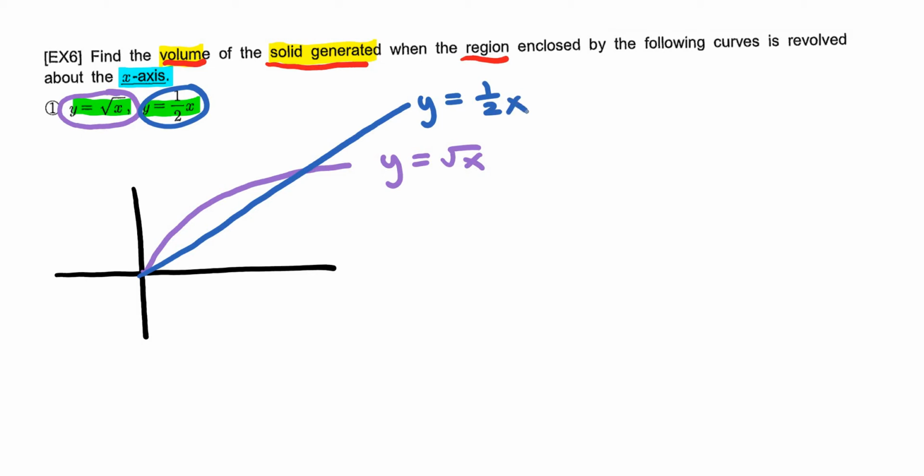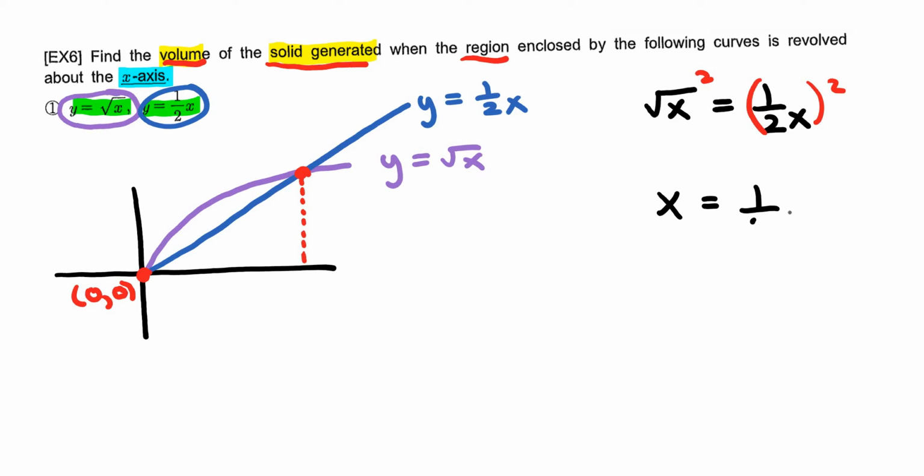After you graph your two equations, I would go ahead and find the intersection points. So over here, the graphs do intersect at 0, 0. Then after that, I will at least find the x-coordinate where the two graphs intersect, and you can do that by letting the two equations be equal to each other. So that's going to be root x equals 1/2 x. After that, you can square both sides. And after that, I would get x equals 1/4 x squared. Then I'll bring the x to the other side.